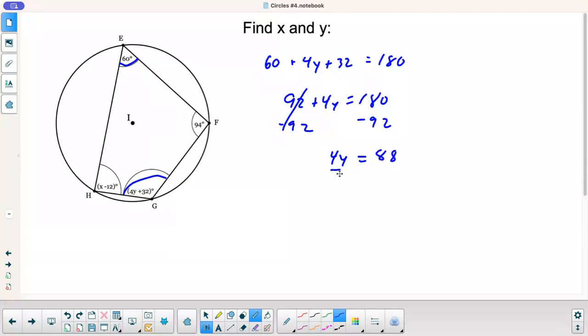Gets me to 88. Divide by 4. I get y equals 22. Now don't put degrees because it's not a degree. It's a quantity for the variable right there.